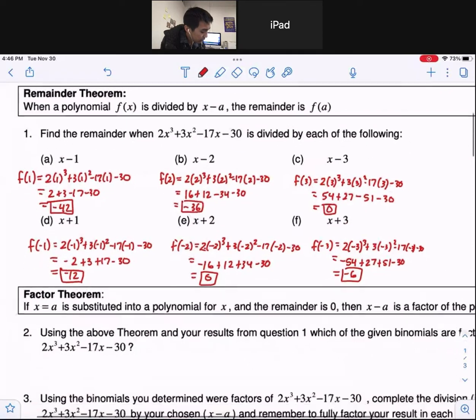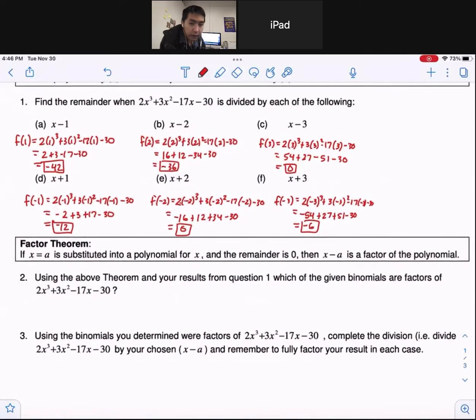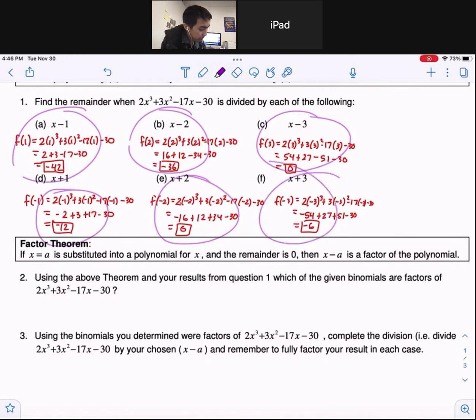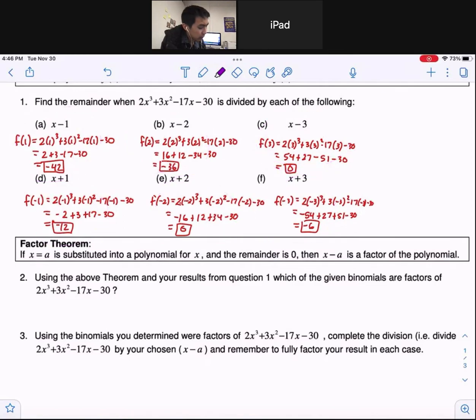Now, if you did your factor theorem, this states if x equals a is substituted into the polynomial for x, and the remainder is 0, then x minus a is a factor of the polynomial. So for example, do you see how for every single one of these problems we plugged in the opposite of the number for each one? And when we plugged in all of these, did any of the remainders come out to 0? And there were, right? There were 2 of them.